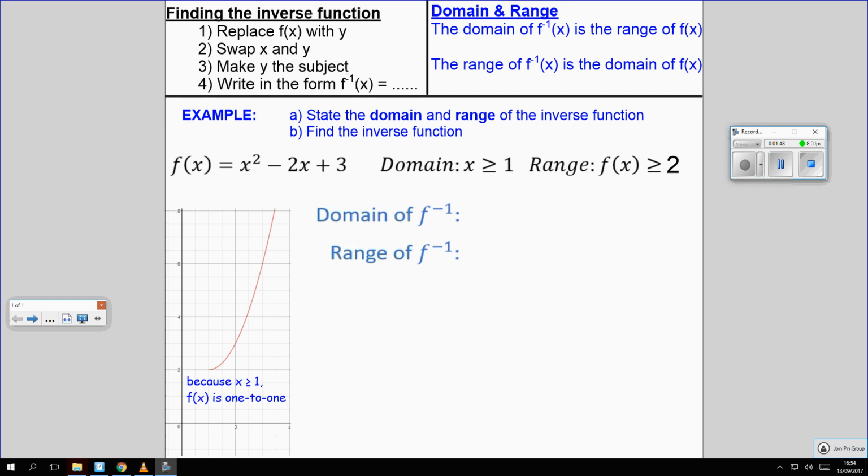So if we think about the range of the original function, it was f of x is greater than or equal to 2. And that means the domain of the inverse function is x is greater than or equal to 2. So the range of the original function turns into the domain of the inverse function. Similar thing will happen with the range. That will be related to the original domain. So the domain of f turns into the range of f inverse. So those two things have been swapped in order to give us the domain and range of f inverse. So that's part A done.